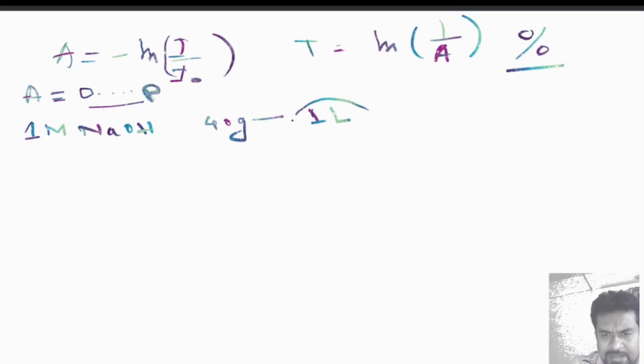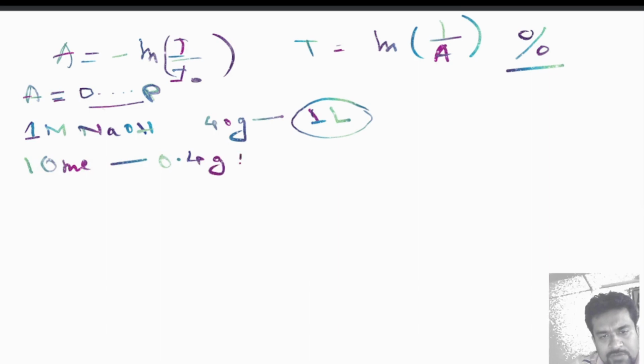So this is not practical. So you can make 10 ml of solution. For that you need to have, I think, 0.4 gram of NaOH. Means 1 liter means 1000 cc, so 1000 cc contains 40 grams. So 10 ml will contain 0.4 gram of NaOH.